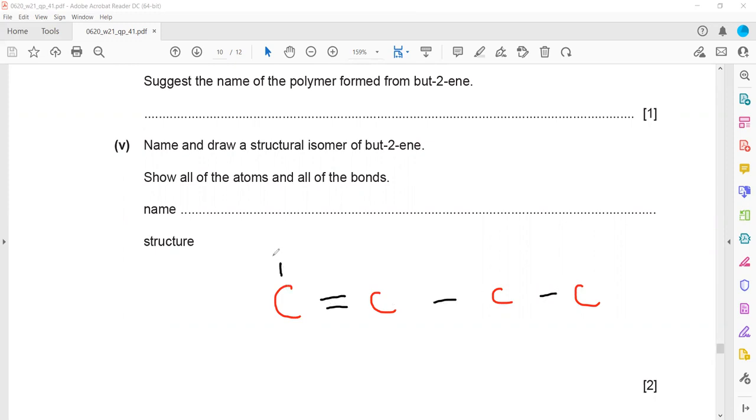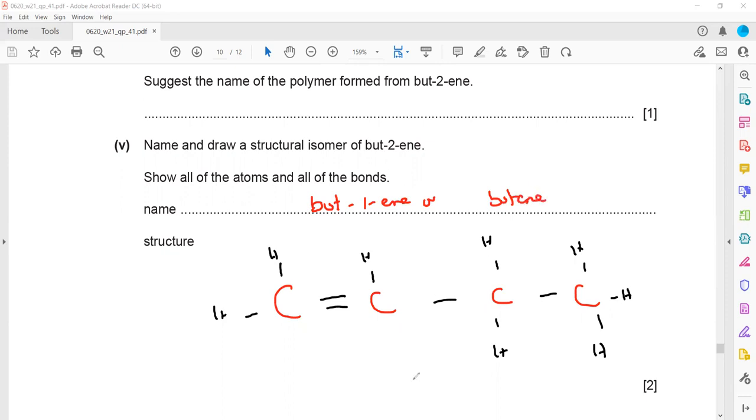And then we put hydrogen. This will have 2 hydrogen, this will have 1 hydrogen, this will have 2 hydrogen, and this will have 3 hydrogen. And what is the name of this compound? Because the double bond is with the first carbon, it is but-1-ene.